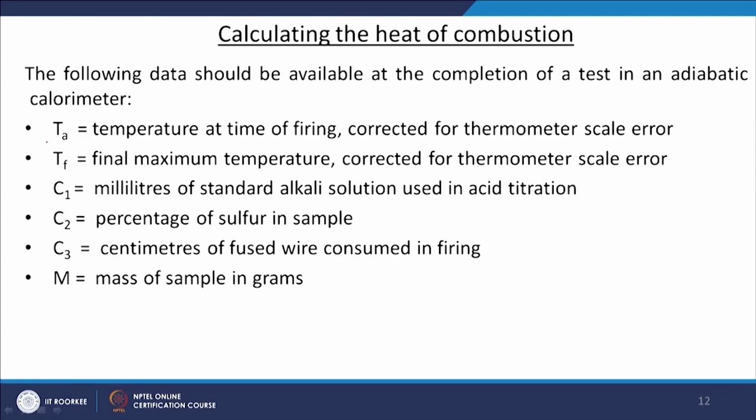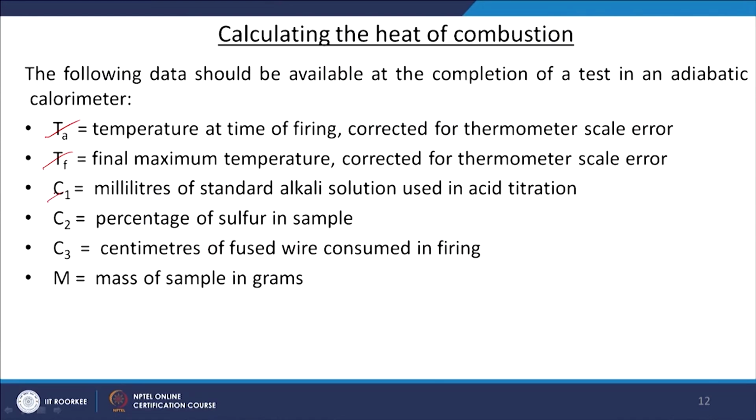So, from this video it is clear to us that after the process we will be having some parameters or values like the temperature at the time of firing and the final maximum temperature. See, in our case we do not have two different values, but we have del T. So, we are already getting the difference in the temperature during the process, and then C1, we get the milliliters of standard alkali solution used in acid titration.